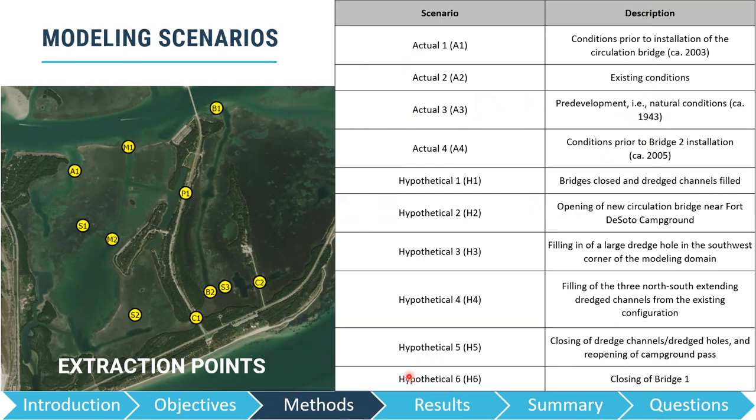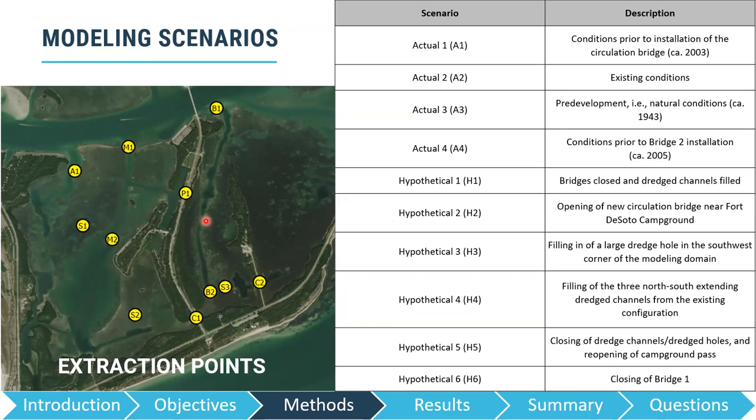So this is where we got to get a little bit creative. We got to play around with the configurations, to see how different changes to the environment would affect the flow field. So for example, hypothetical case 4, we decided to fill in those 2 north-south oriented dredge channels and see how that would affect the flow patterns.